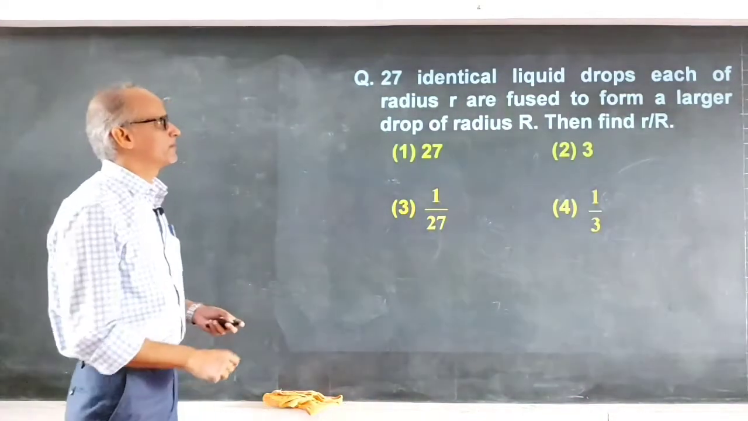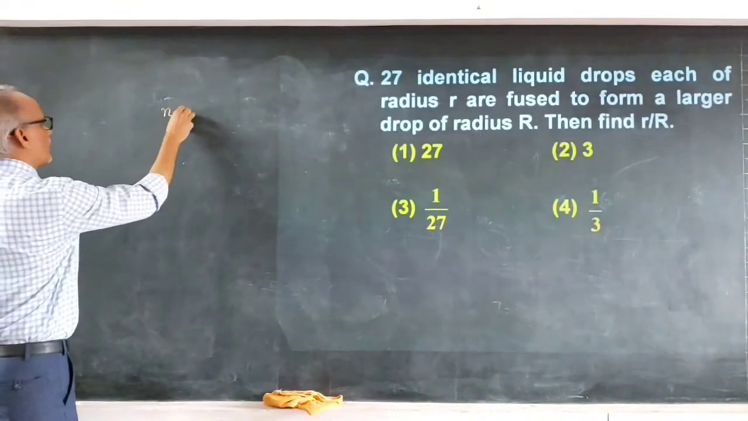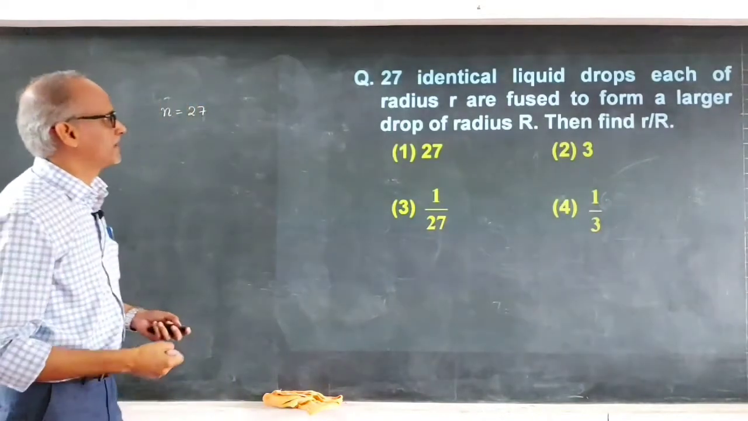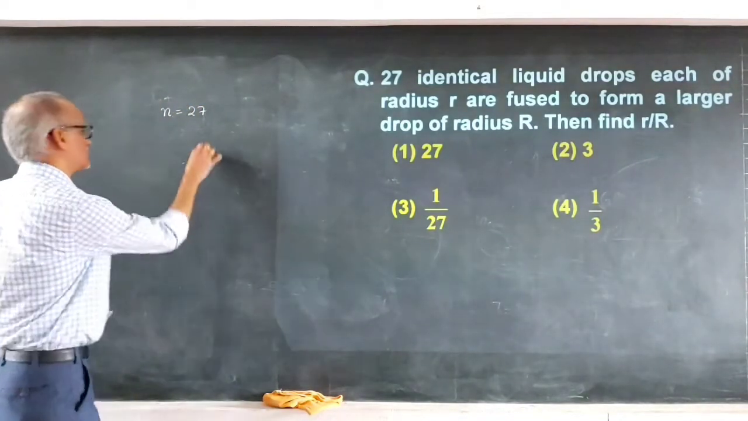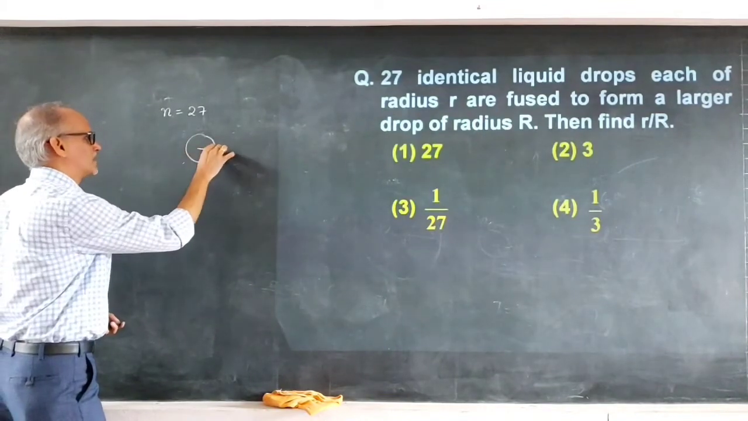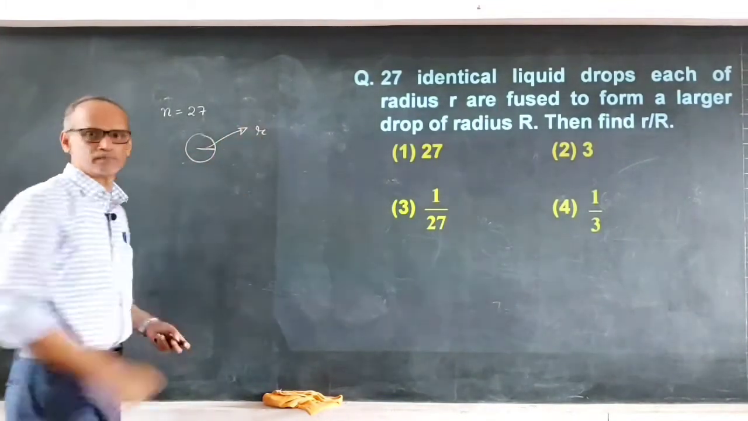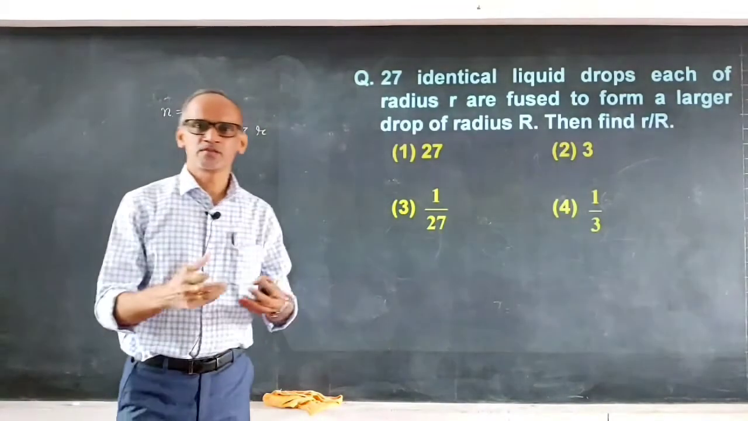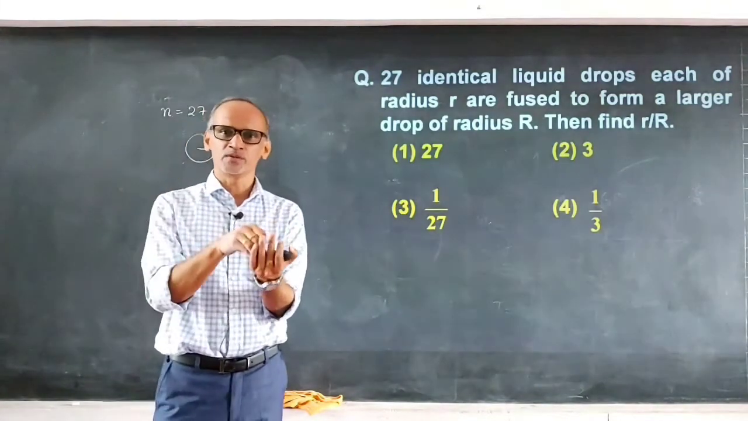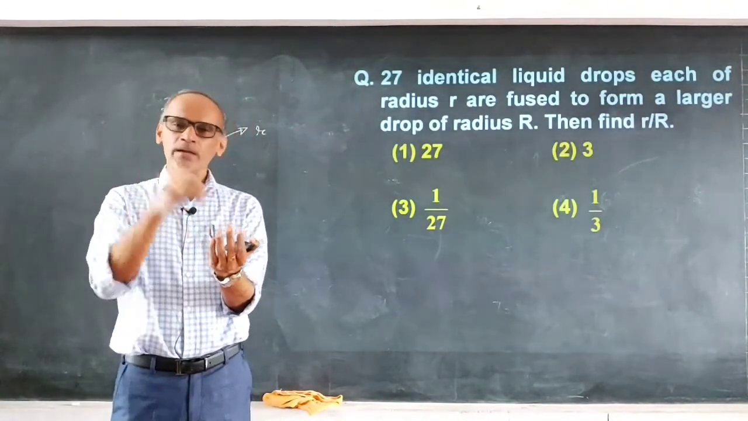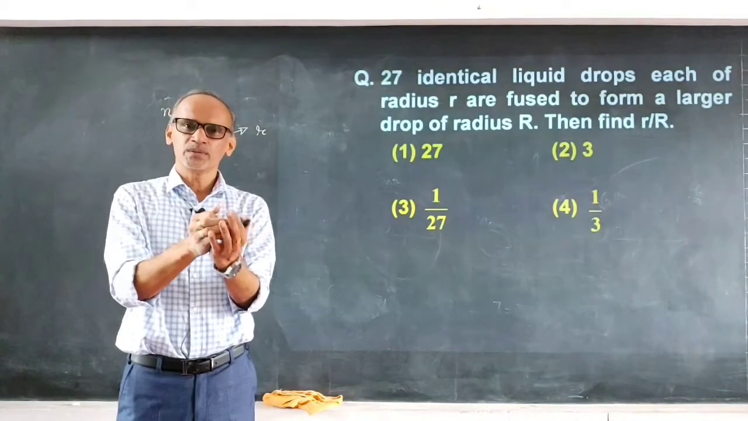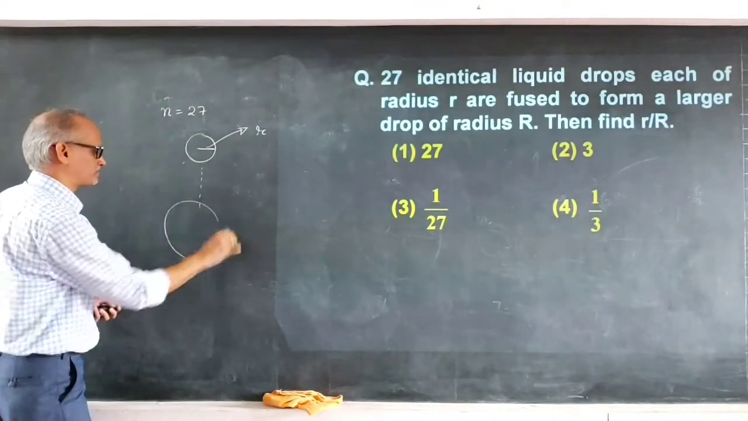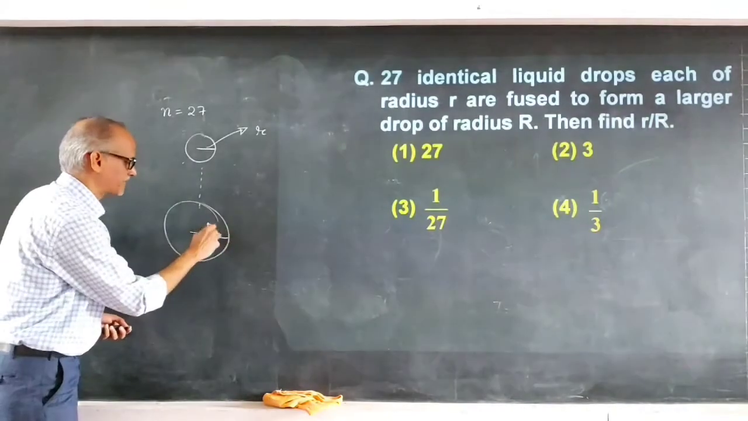27 identical liquid drops. So n is 27. n is the number of drops of liquid. 27 identical liquid drops, each of radius r. So there is a drop of liquid, and I'm going to consider its radius to be equal to small r. They are fused to form a larger drop. What do you mean by fused to form? If I take one drop, to that I'm going to add one more drop, and again I'm going to add. So I'll go on adding the drops one after the other. When I do that, I'll get a larger drop, right? So many such drops are added to form a larger drop of radius R.